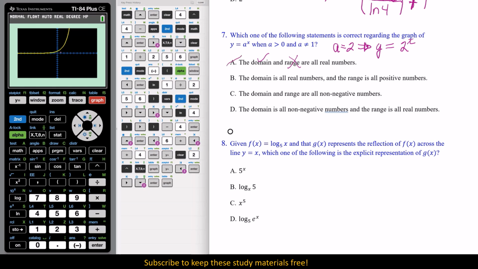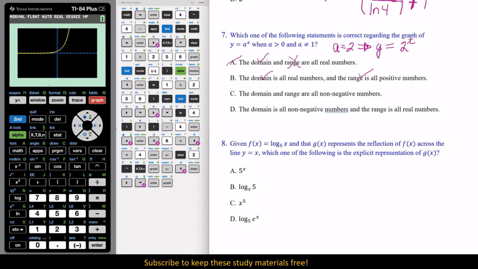So let's go to B then. The domain is all real numbers. We agreed already on that. And the range is all positive numbers. I agree with that because if you zoom in, you will see that it's never equal to 0. It's always above 0. So I'm going to say yes on both of those. Let's keep reading.